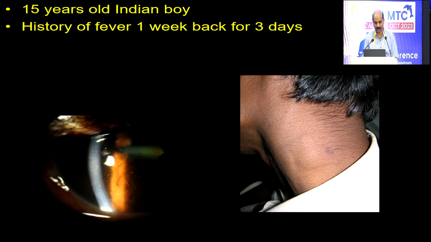This is a case of, I think you can diagnose this. Yeah, VKH, bilateral, and this is the AV phase with pooling of dye. And this 15-year-old boy had a history of fever one week back for only 3 days. He had pigmented granulomatous anterior uveitis with posterior cervical lymph node. And this is the picture.